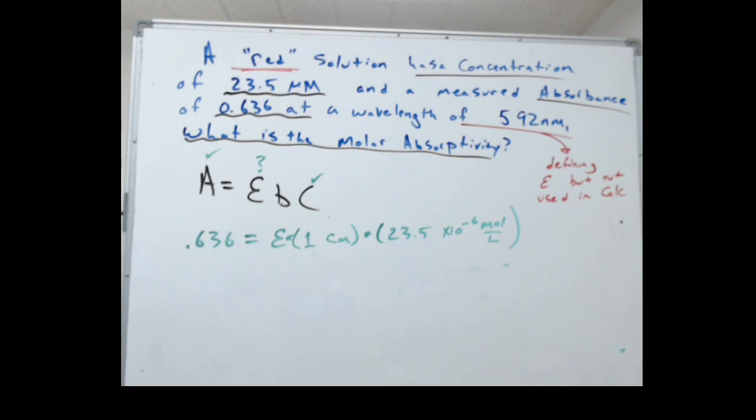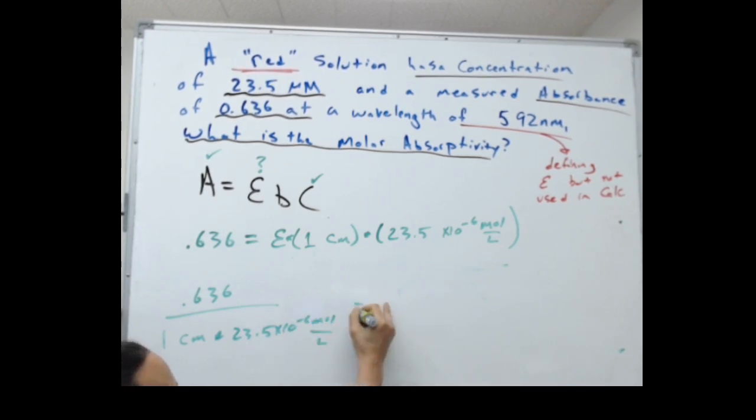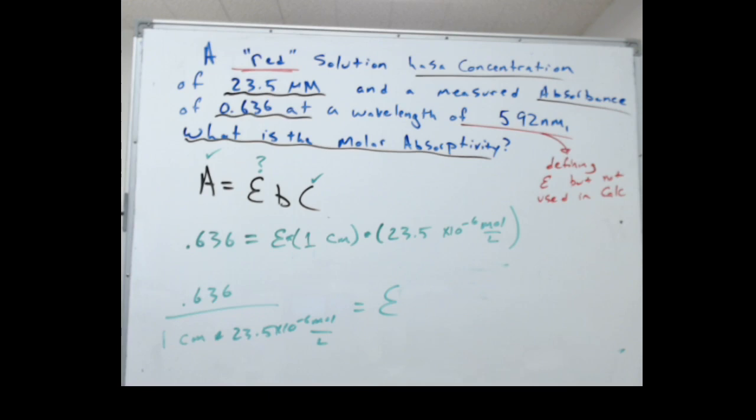After we have that part put together for solving a Beer's law problem, it's just doing the calculation. I'm going to do 0.636 divided by 1 centimeter times 23.5 times 10 to the minus 6 moles per liter. And that's going to give us our value for epsilon. I forgot to pre-calculate this, so I've got to punch it into my calculator real quick. You can go ahead and do the same thing.